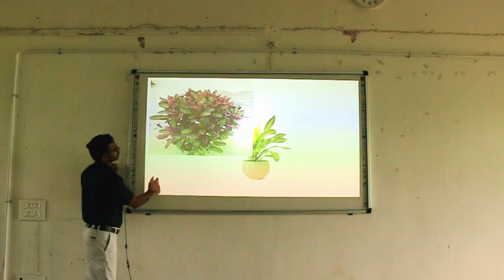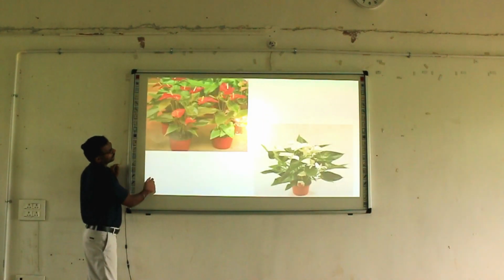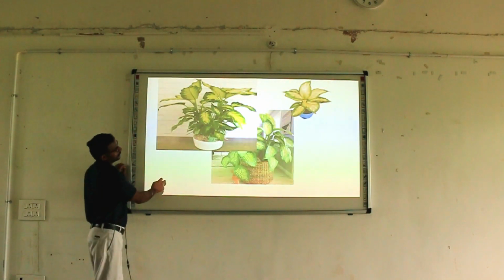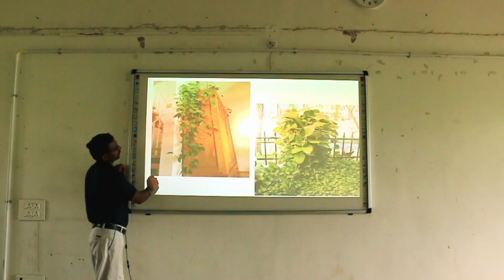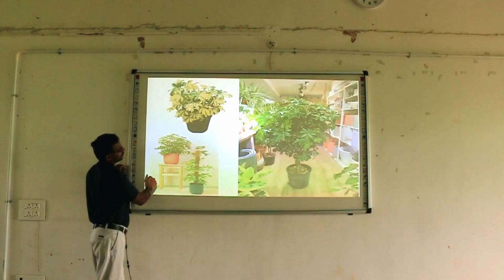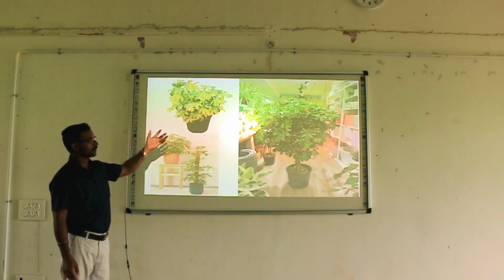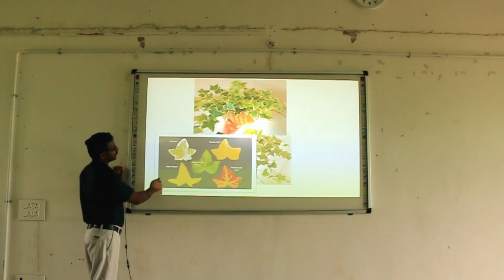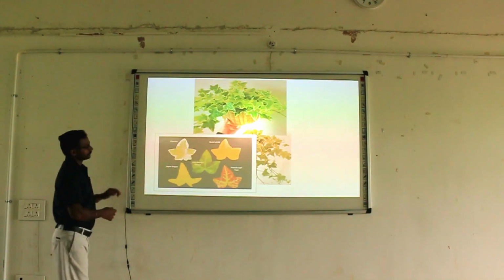Hemigraphis, then Dracaena, Sansevieria in different colors, then Chlorophytum, Anthurium, Dieffenbachia, Philodendron, then money plant, the peace lily, Syngonium. This one is Scindapsus, two colors available. It will perform indoors and outdoors also. Then English ivy in different colors. Here we can see different colors of English ivy.